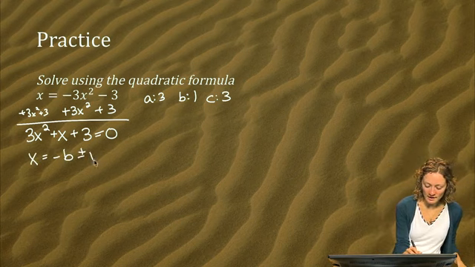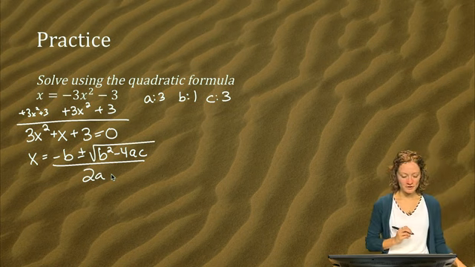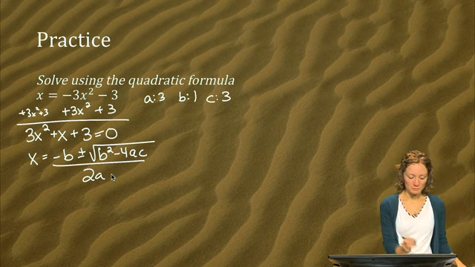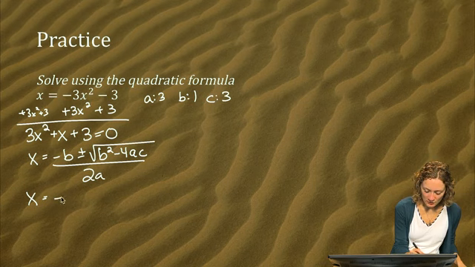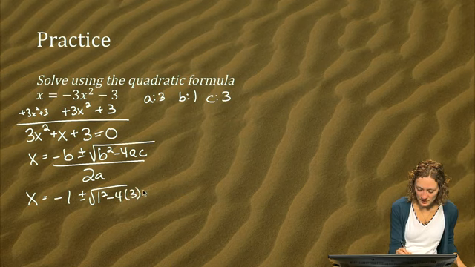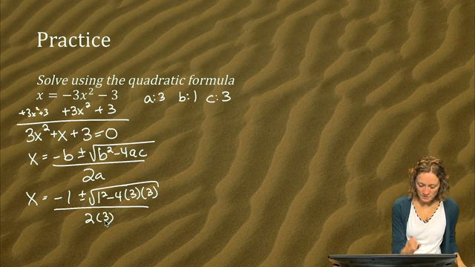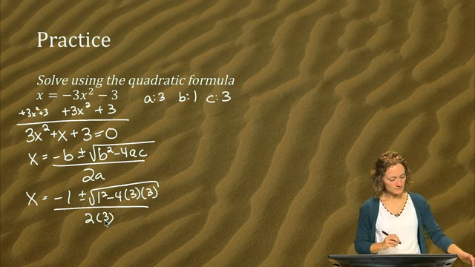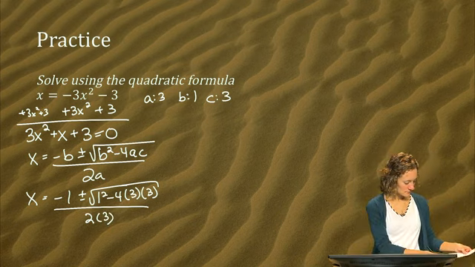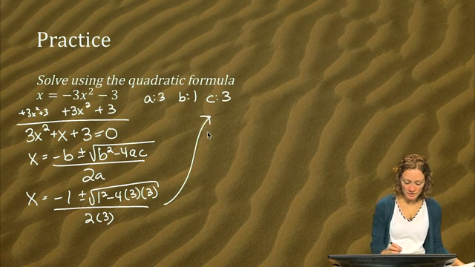The formula again: negative b plus or minus the square root of b squared minus 4ac, all over 2a. Plug them in. Negative, our b is 1, plus or minus the square root of b squared, 1 squared, minus 4 times 3 times 3, all over 2 times 3. Okay, good. All right, so let's start to clean those numbers up.